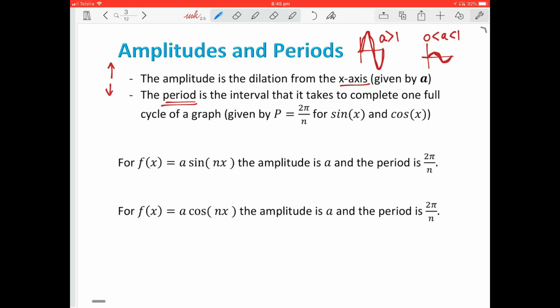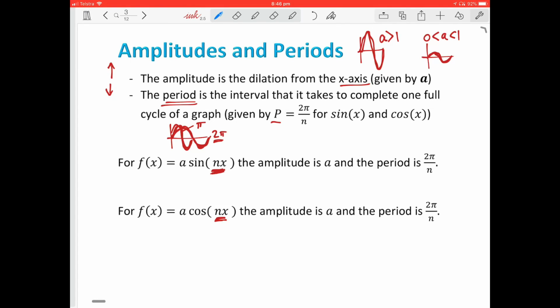The period is the time it takes to complete one full graph. And it's actually a dilation from the y-axis. So if I had a graph that took 2 pi long, or a graph that took pi long, this graph here has a period of pi, whereas this graph has a period of 2 pi. That's how long it takes to complete one cycle. And it's given by the period is 2 pi on n, where n is the coefficient of your angle.